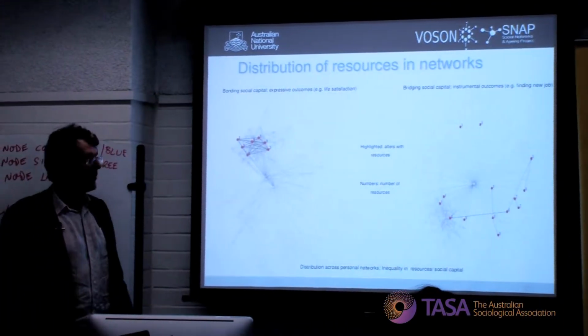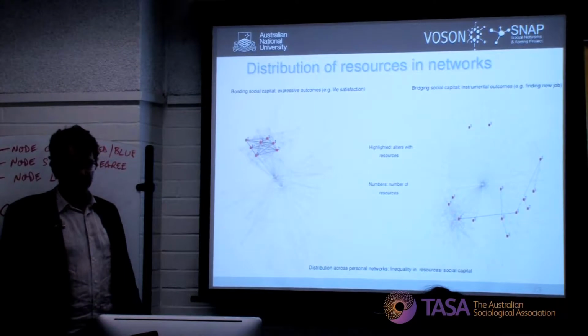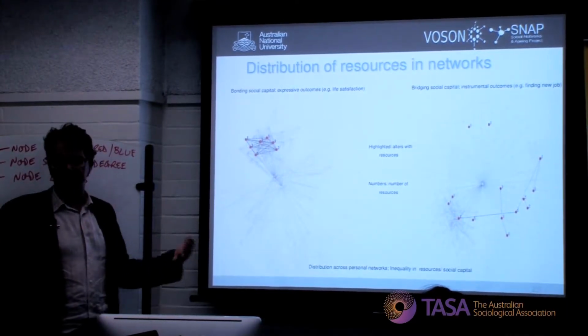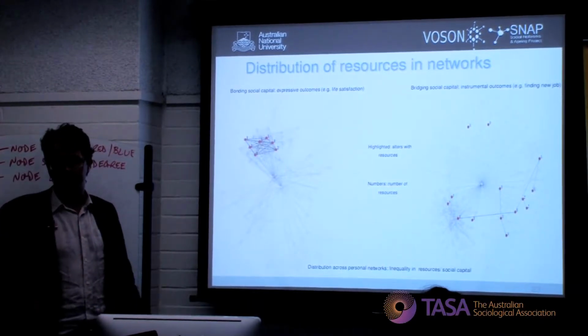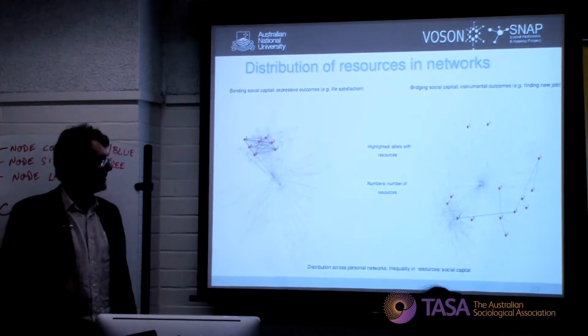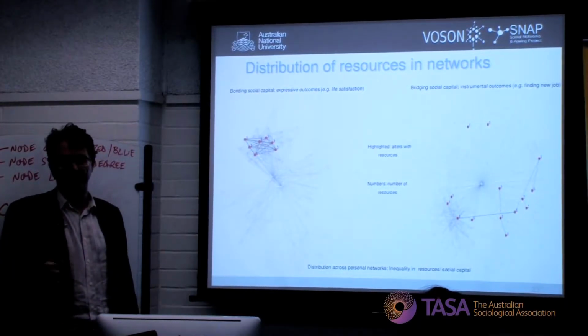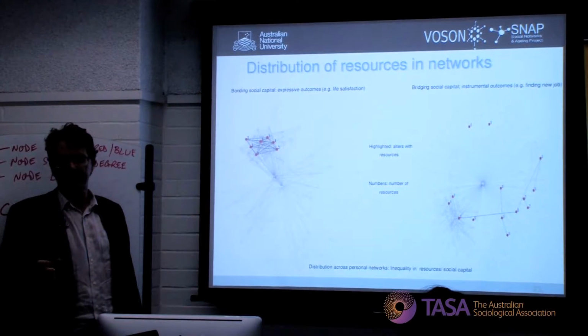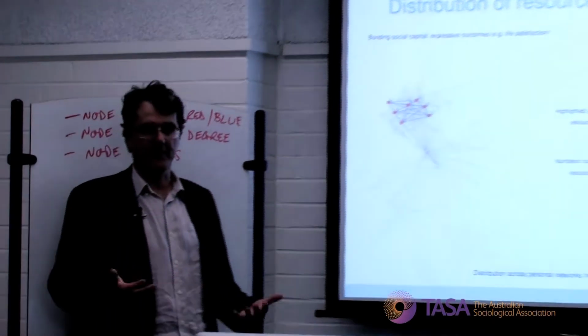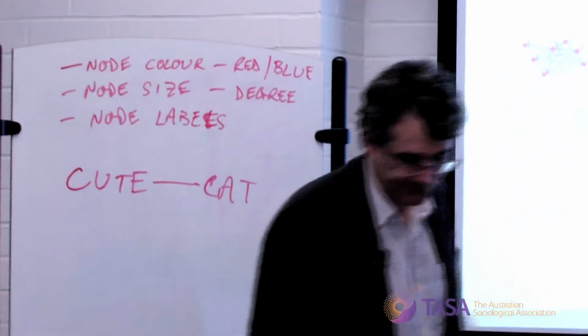And so we're in the process at the moment of doing statistical analysis to see to what extent ego network structure has an impact on a person's well-being, and whether there are particular configurations of resources in networks that are better or worse in terms of predicting whether or not a person is aging successfully.